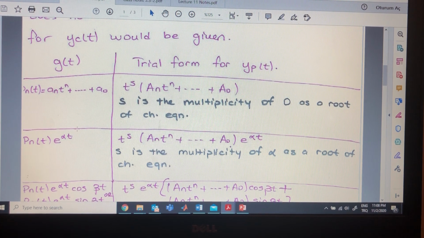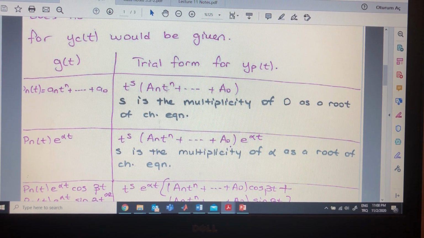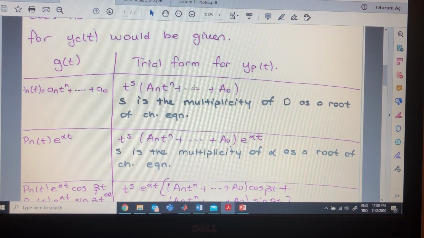So here you go. If your right hand side, g of t, is a polynomial, you are going to be looking for a solution in that form. What is that form? t to the s, a power function, times an nth order polynomial. So here you need to know what n is and what s is. n is coming from your g of t. If it is a second degree polynomial, your n is 2. If it is a first degree, your n is 1. If it is just a constant, n is 0. So you will assume your solution in a parallel way.